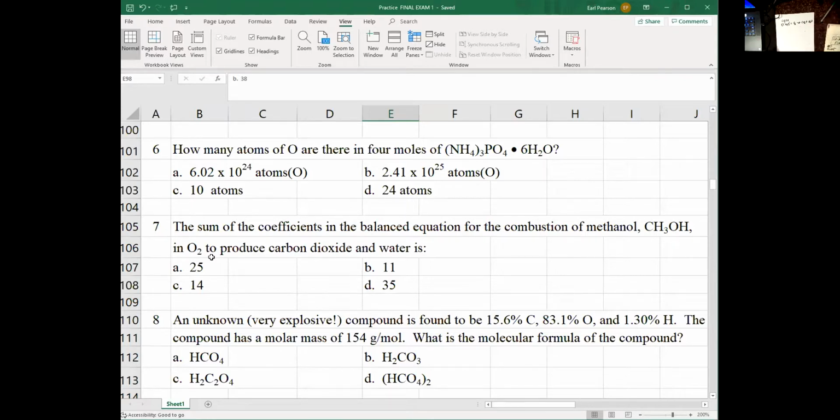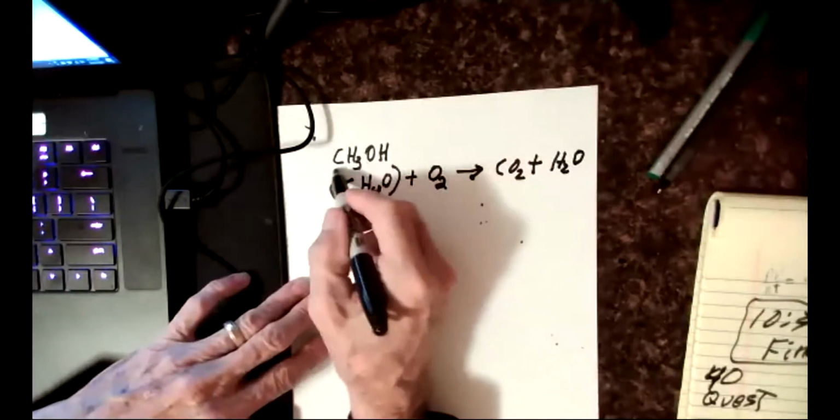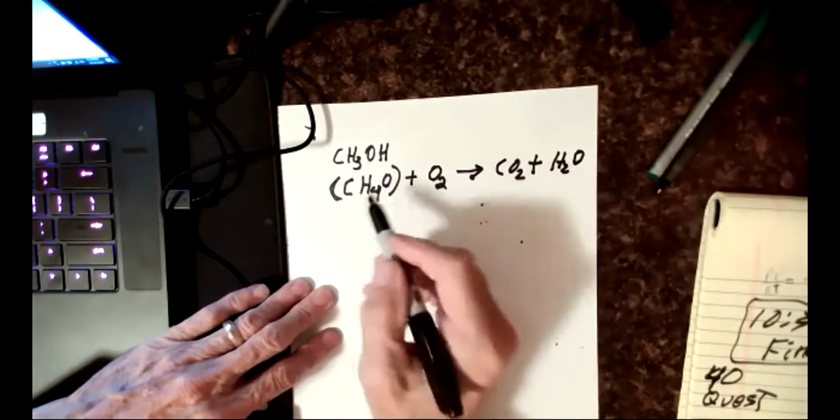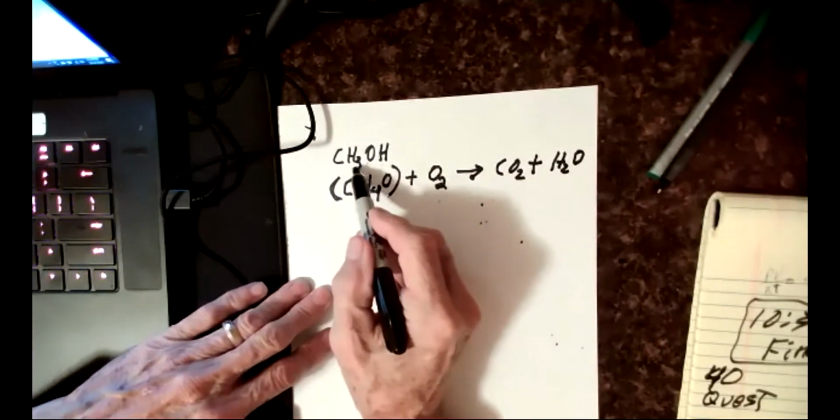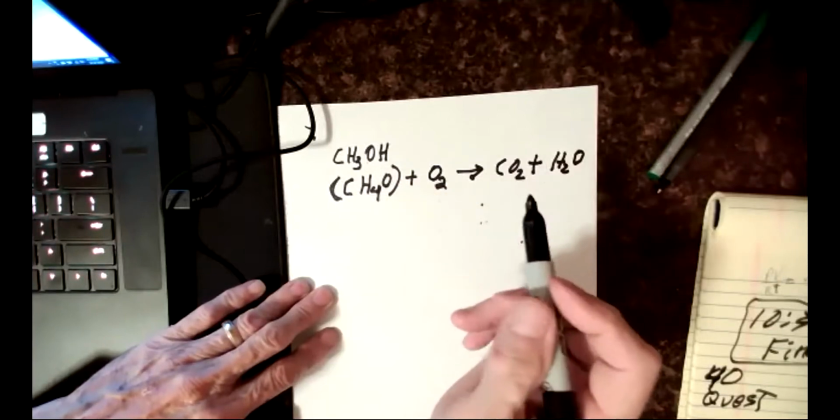Dr. Pearson, can we see your paper? Thank you. I see what I'm doing. Sorry. Here we go. So the formula of CH3OH, I'm writing it CH4O just so I don't get screwed up with 3 here and 1 there. This makes it easier not to do that.